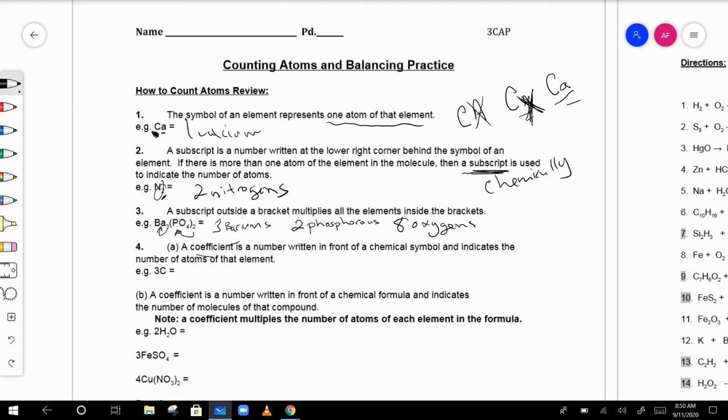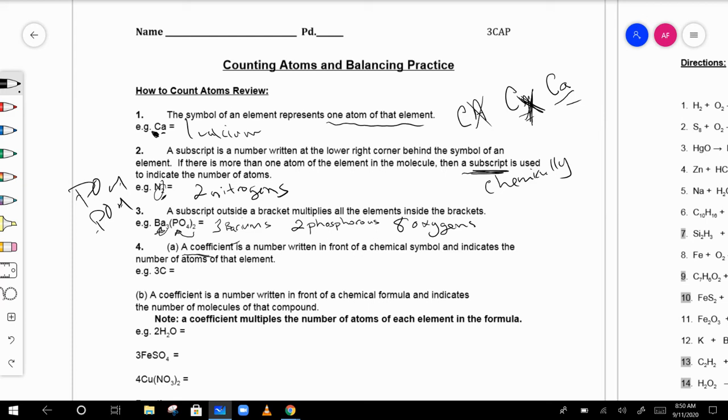Okay, because we have to multiply them. Really think about it. It's 2 PO4s. We have PO4 and PO4, 2 of them. That's 2 phosphorus and 8 oxygen. And it only applies to whatever's inside the parentheses, not outside.